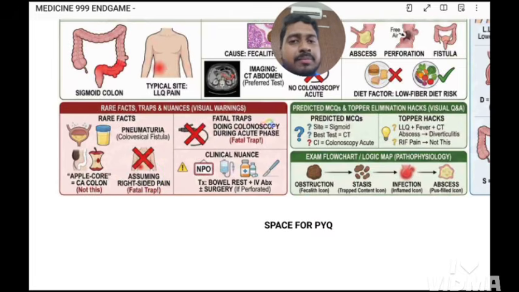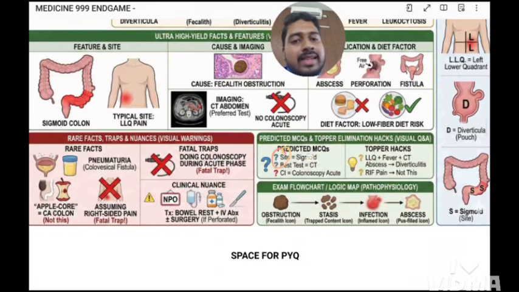Okay, next. Doing colonoscopy is contraindicated, because one of your options would be what is the next step of management, and it will be colonoscopy, and you will tick on that. Okay, so don't do colonoscopy during that time. Okay, now what is the treatment? NPO plus fluids, with surgery if perforation has occurred. Okay, so commonest site is sigmoid colon. CT is the investigation of choice.